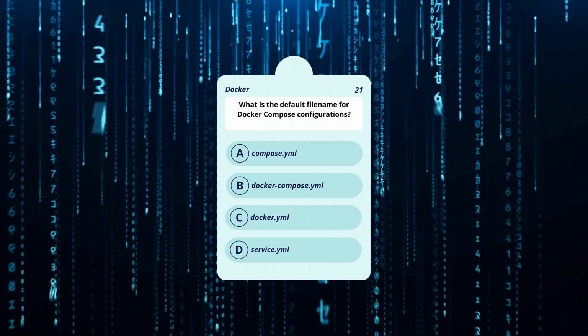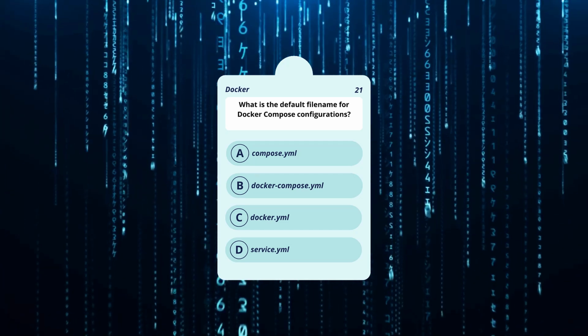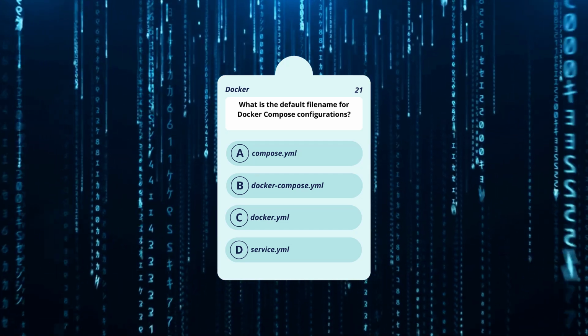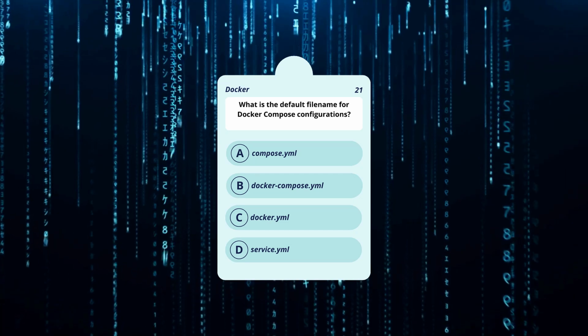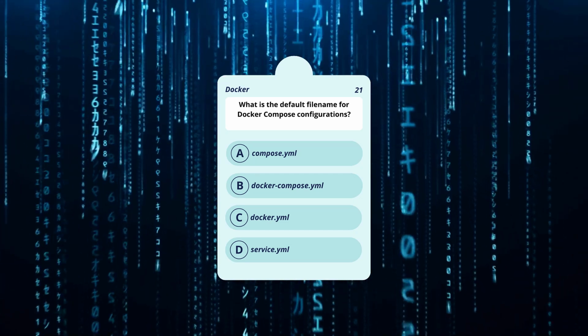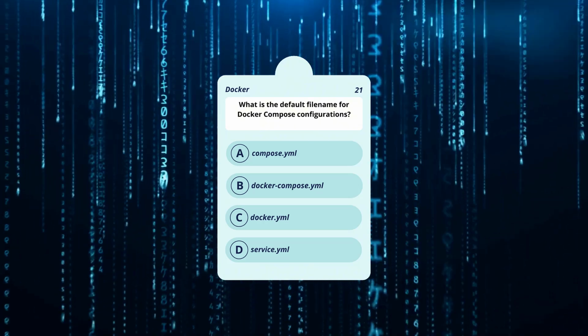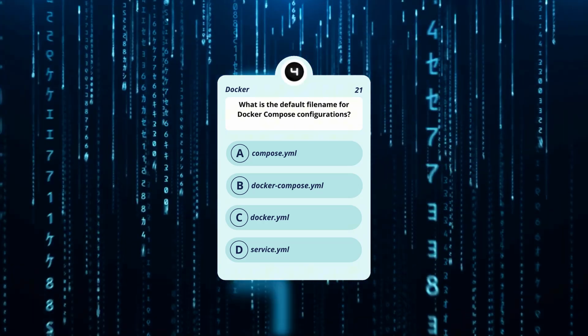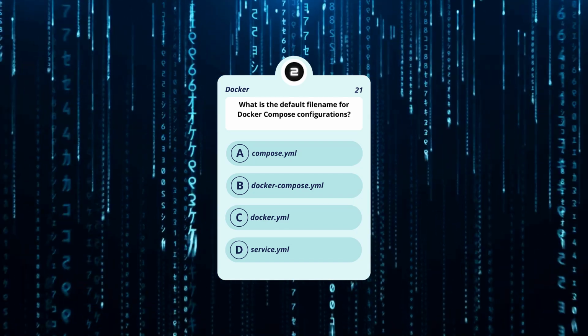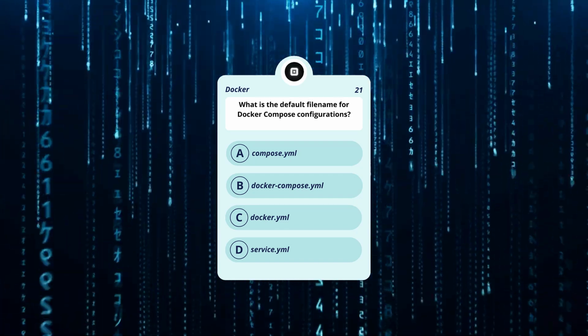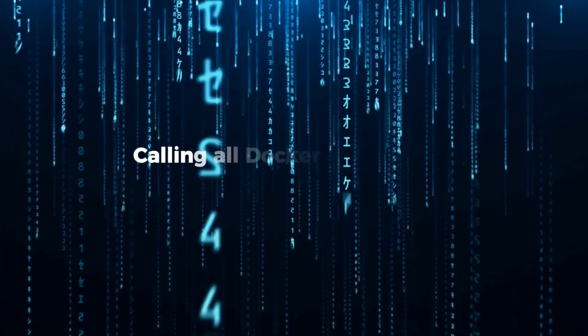What is the default file name for Docker Compose configurations? A. compose.yml. B. docker-compose.yml. C. docker.yml. D. service.yml. Answer B.